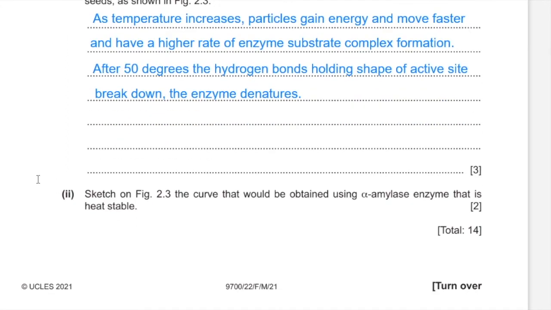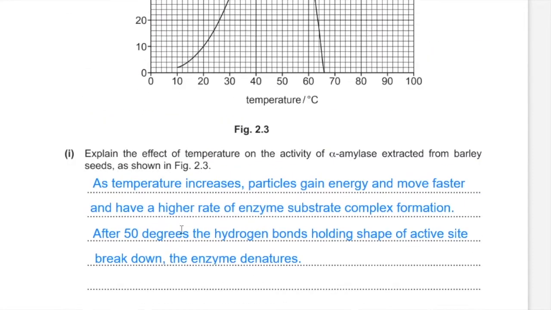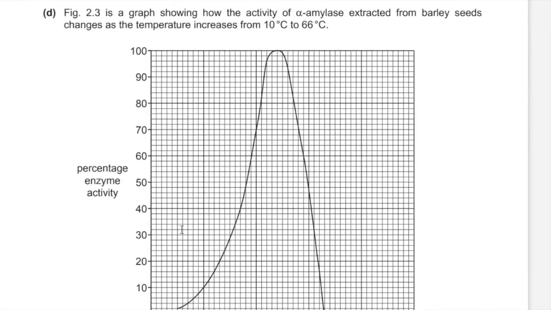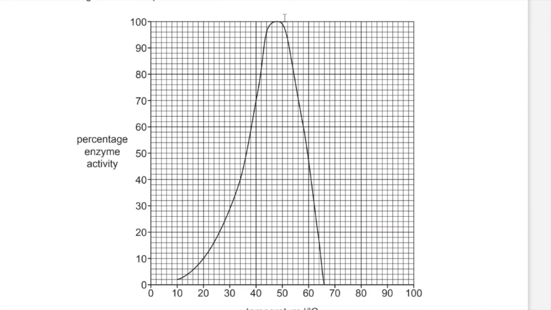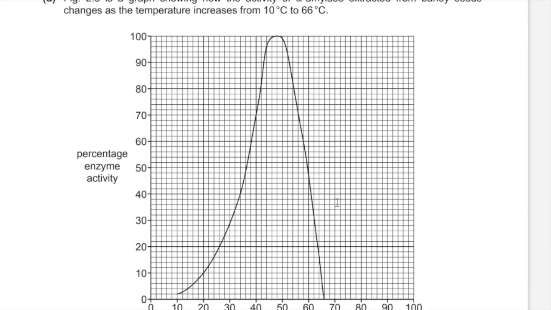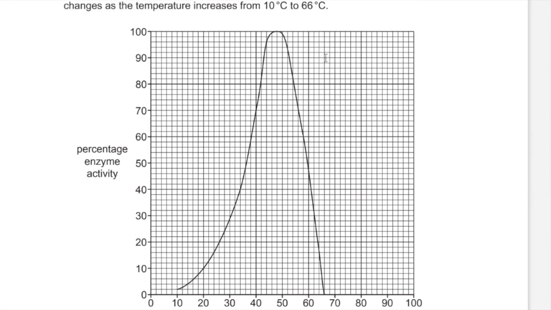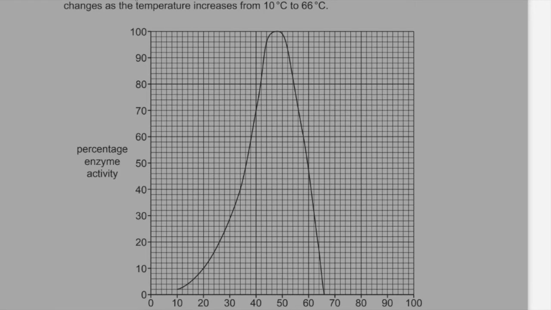Sketch on figure 2.3 the curve that would be obtained using alpha amylase enzyme that is heat stable. If it's heat stable, that would mean it would denature at a higher temperature. And as you can see, this enzyme denatures right after the optimum temperature. That means if the heat stable enzyme denatures at, let's say, around 80 degrees Celsius, it would also have an optimum temperature that is greater than 50 degrees. And so my graph would look something like this.